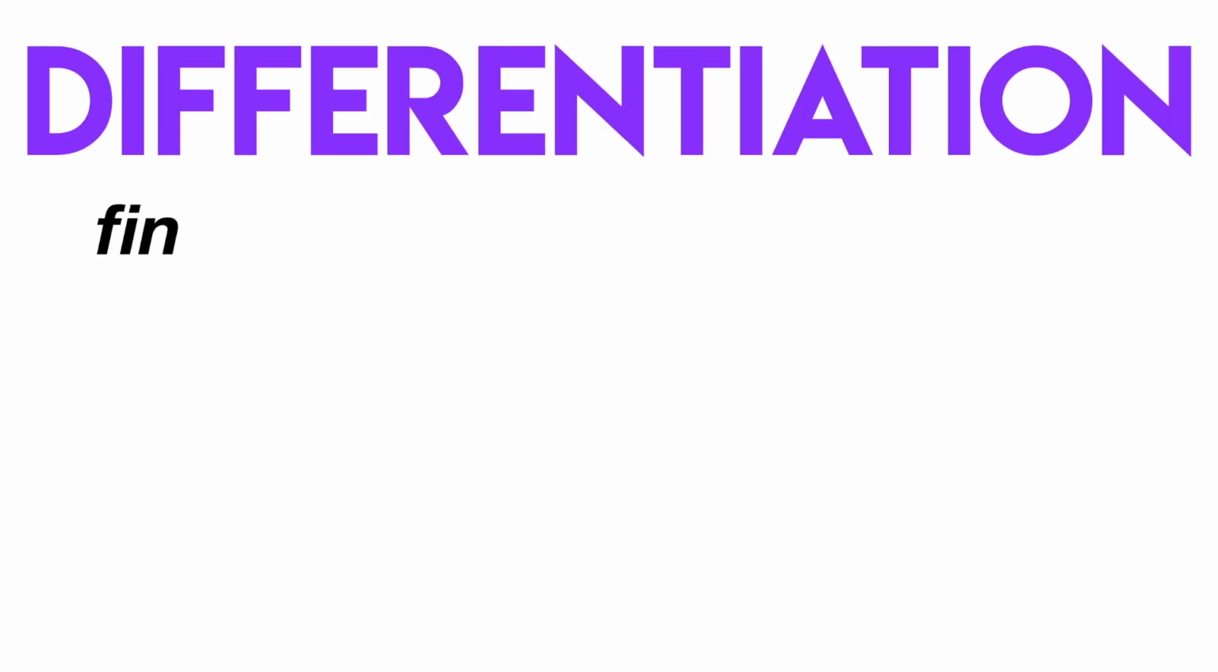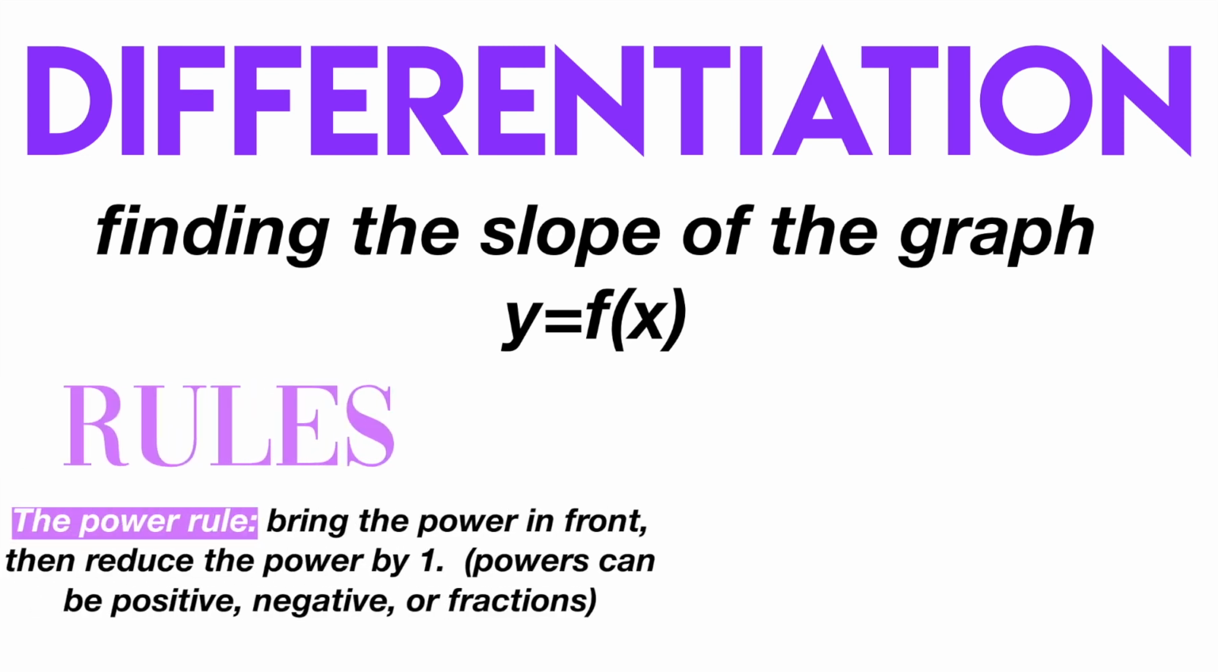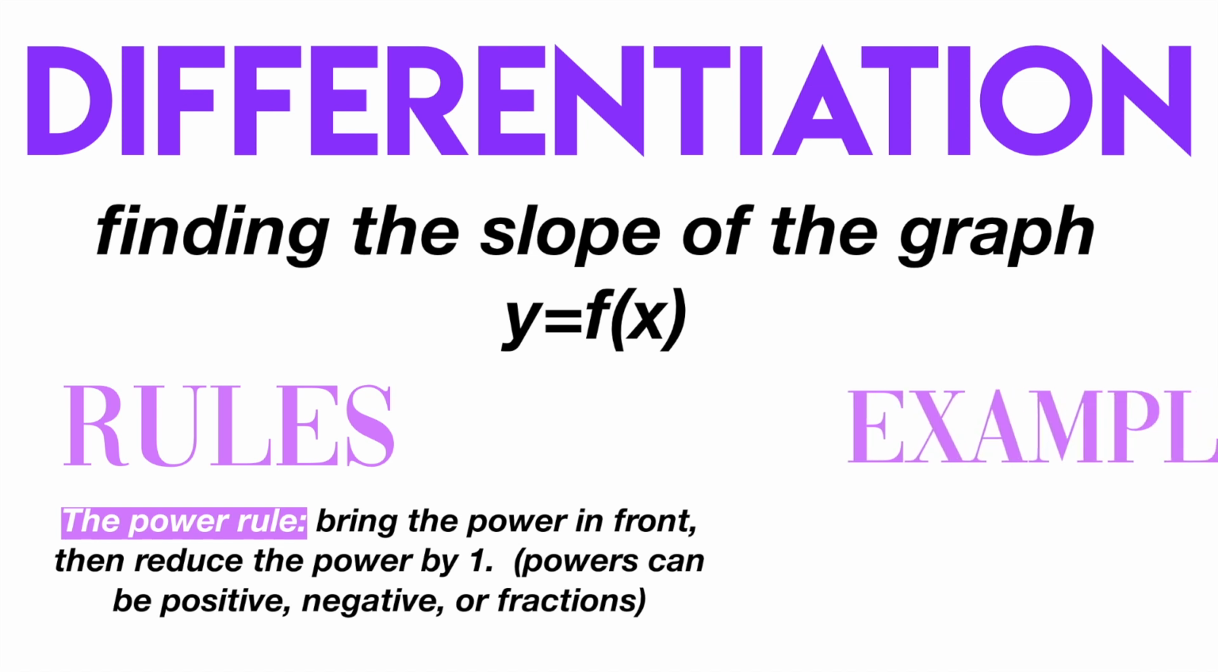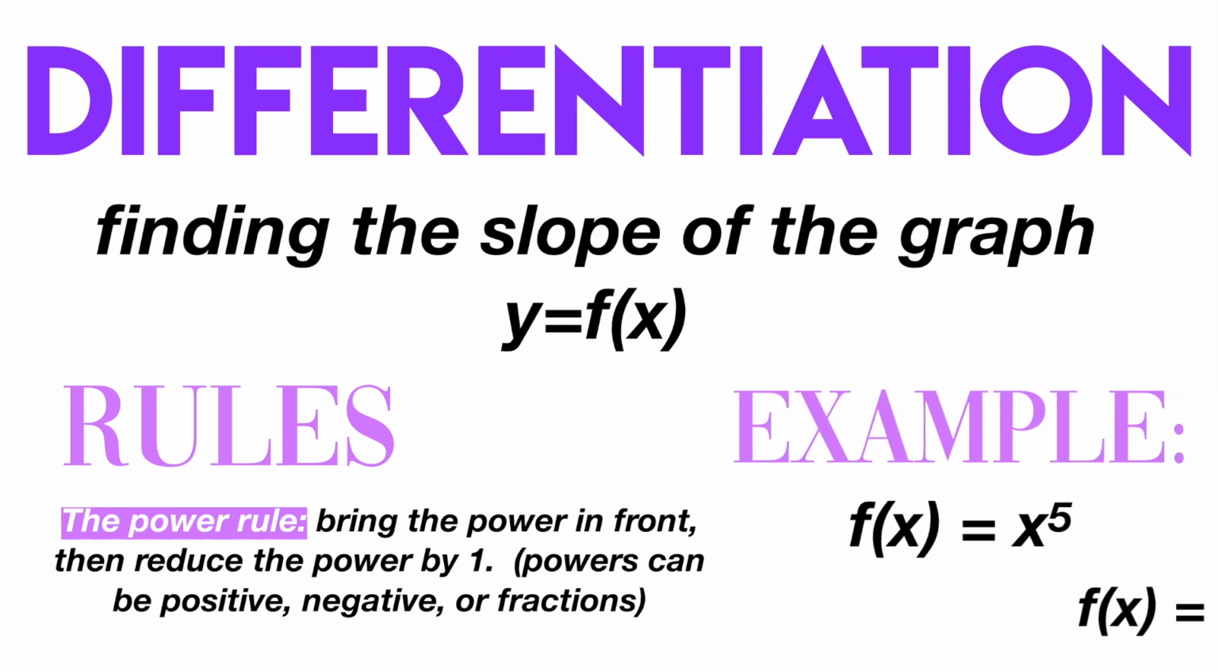Differentiation is finding the slope of the graph y equals f of x. There are several rules for this, but the most basic one is the power rule, which brings the power of x in front of x and then reduces the power by 1. Powers can be positive, negative, or fractions. An example of this is if f of x equals x to the power of 5, then f prime of x would equal 5x to the power of 4.